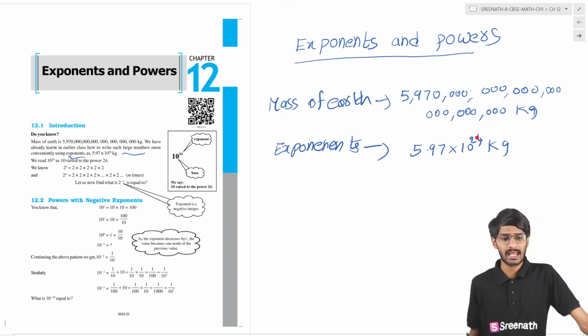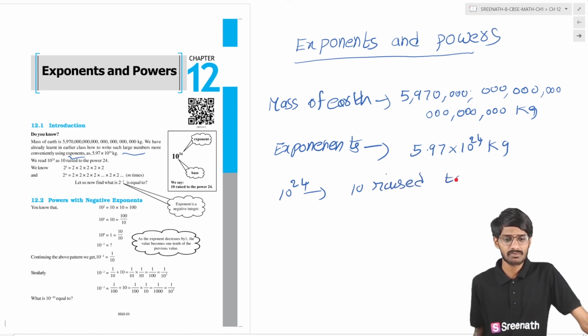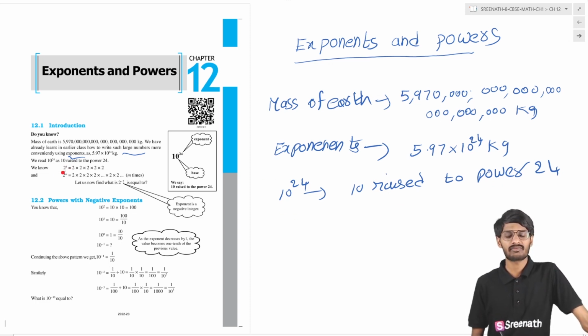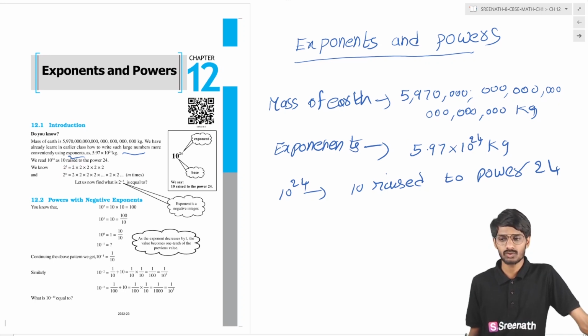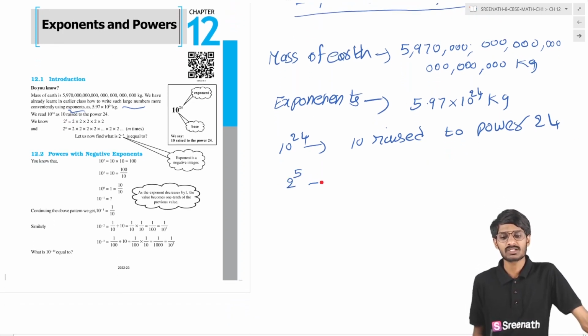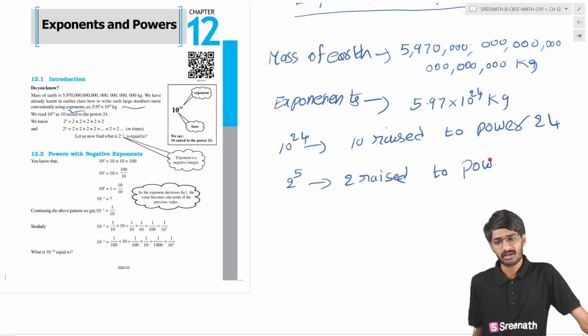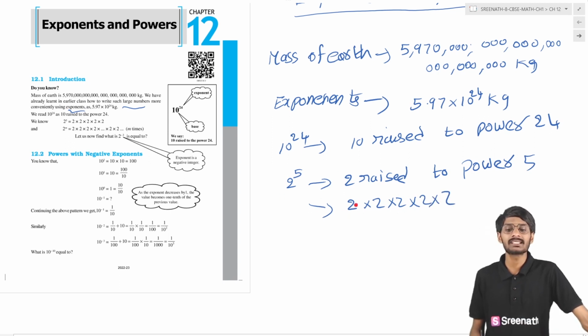Here we are having 10 power 24, which means 10 raised to the power of 24. If we first understand 2 power 5, then surely you will understand 10 power 24 later. So first, 2 power 5 means what? 2 raised to the power 5, which means 2 into 2 into 2 into 2 into 2. So 2 power 5 means we have to write 2 five times and multiply.